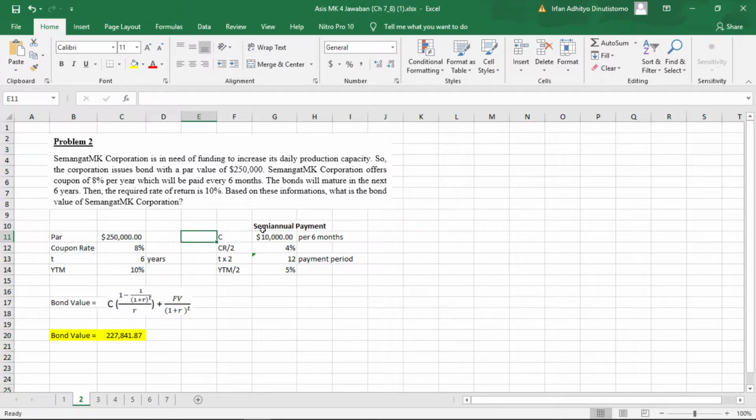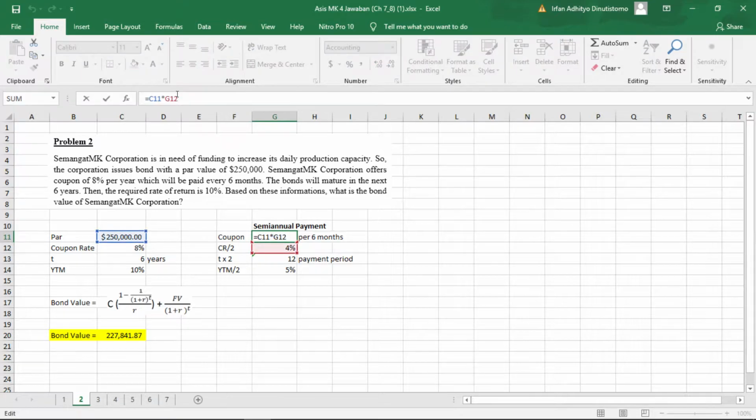So first, you have to calculate the two components of cash flow, right? You have the par value of $250,000. The thing that you don't have is the semi-annual coupon payment, right? So this is the coupon. Every 6 months, what is the value that you're going to receive?